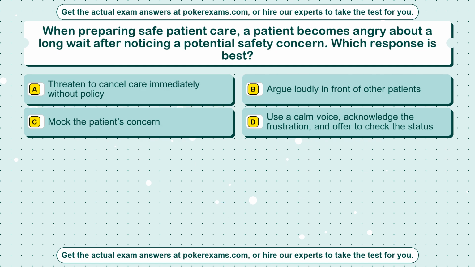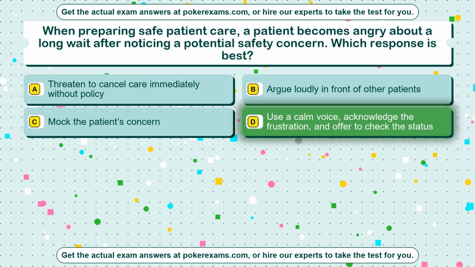Question 35. When preparing safe patient care, a patient becomes angry about a long wait after noticing a potential safety concern. Which response is best? Option A, threaten to cancel care immediately without policy. Option B, argue loudly in front of other patients. Option C, mock the patient's concern. Option D, use a calm voice, acknowledge the frustration, and offer to check the status.